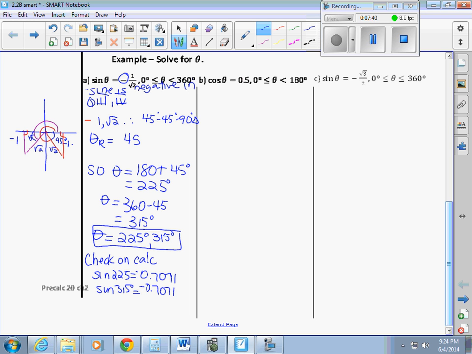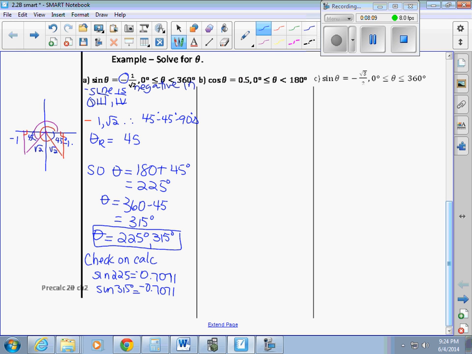Okay, so the biggest thing to look at is where is your solution going to be? Which quadrant based on the CAST rule? Then you'll take a look at the values they've given you. So if it's a 1 and a square root 2, then you know it's going to be a 45, 45, 90. If it had a 1, 2, or a square root 3 in it, then you know it's going to be a 30, 60, 90. So let's try the next one.